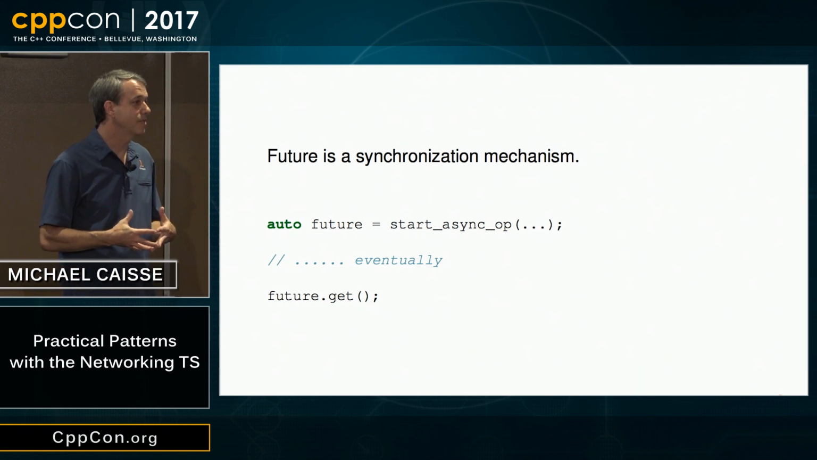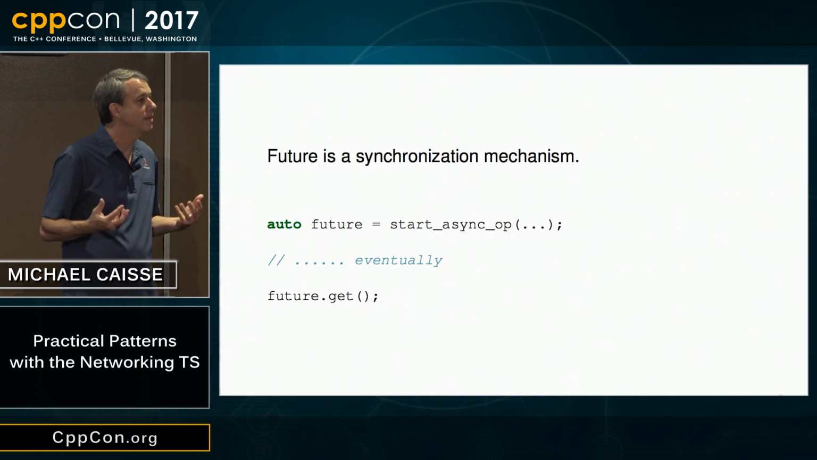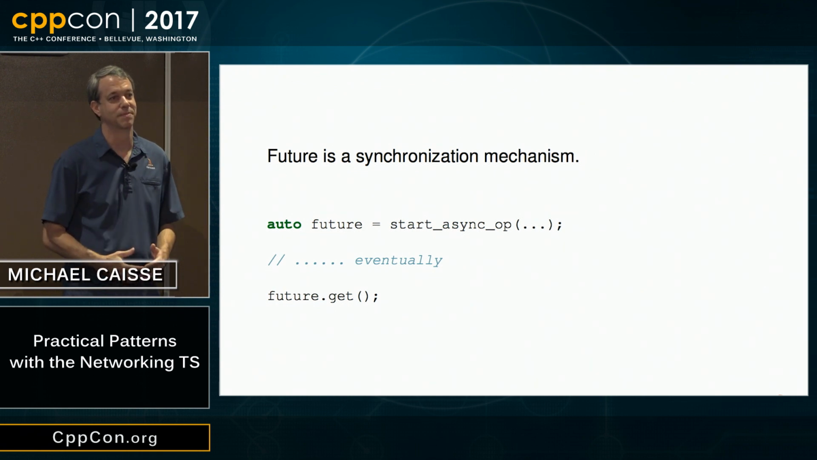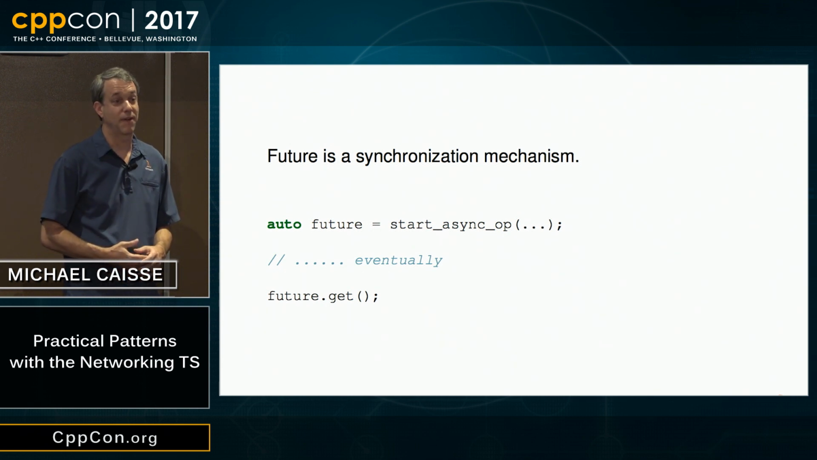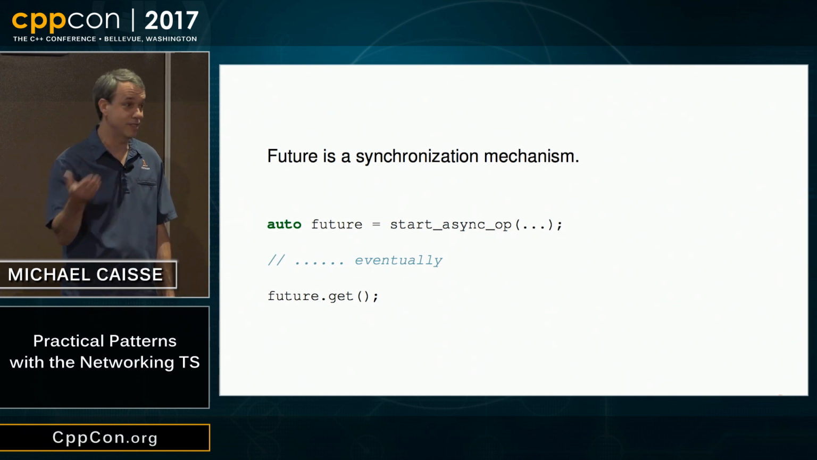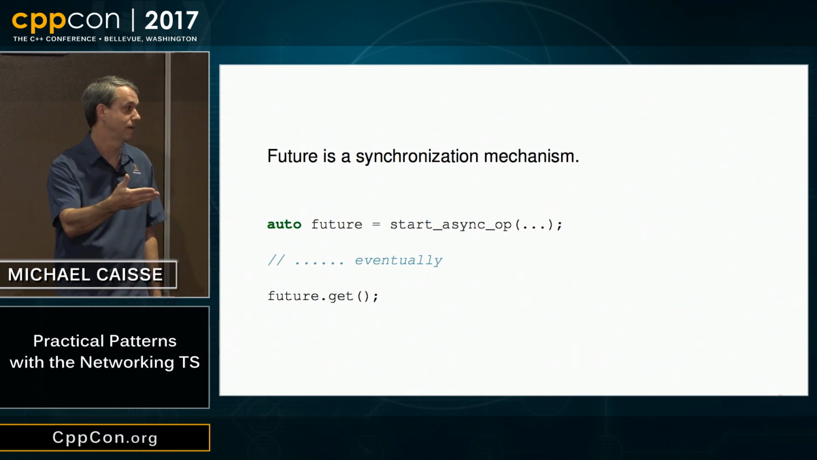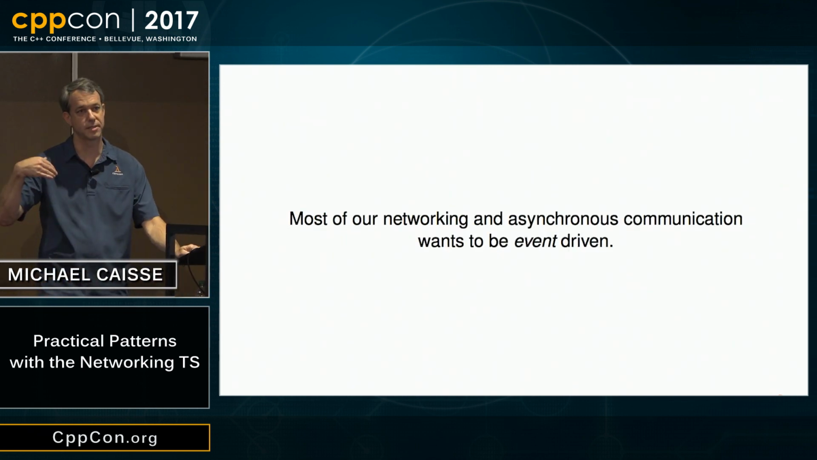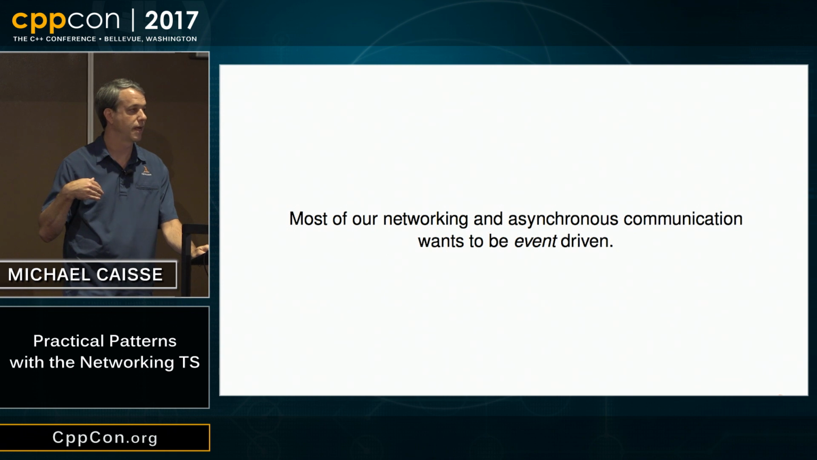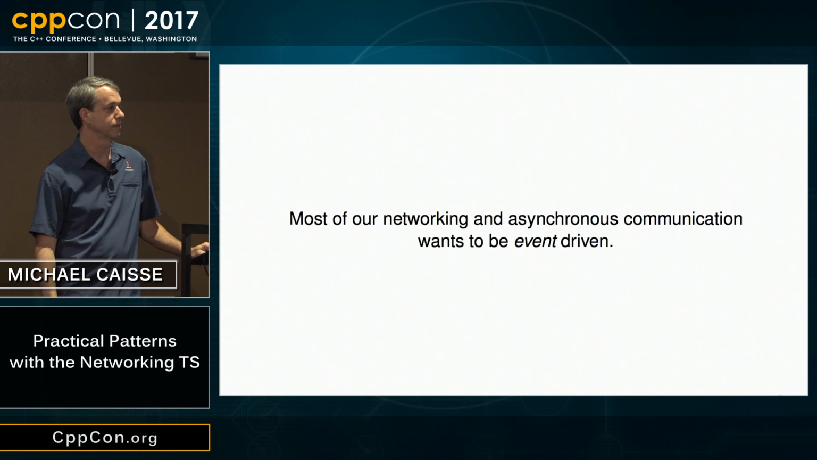And to me, this is why it breaks down. I need the answer back out somewhere. Where in the last few examples had we needed the answer back out? We don't need the answer back out because it's an event-driven system. I don't have a place where I'm going to call get. If I have a place where I'm going to call get, it's on some thread that's sitting somewhere, going to call get. So for us, most of our networking and our asynchronous communications that we deal with, they want to be event-driven.